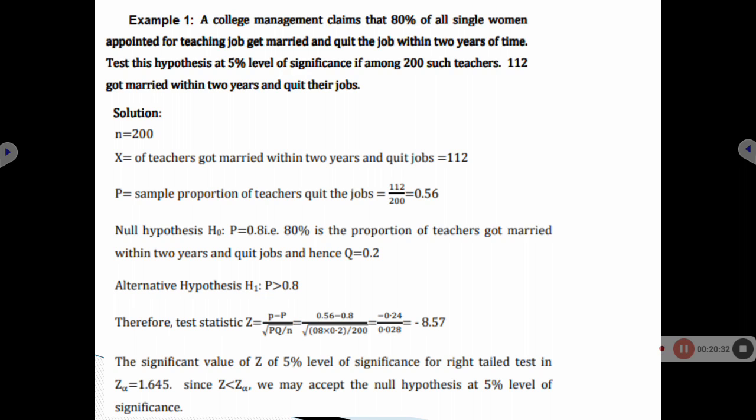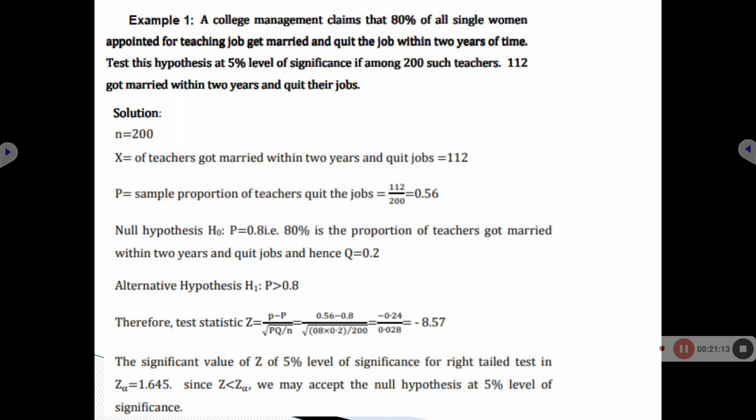Now we are going to fix our null hypothesis, that is H naught: P is equal to 0.8. They have claimed that 80% of all single women appointed for teaching job quit, so 80 divided by 100 is 0.8. So the value of P is 0.8, the proportion of teachers who got married within 2 years and quit jobs, and Q is nothing but 1 minus P. So the Q value is 1 minus 0.8, which is 0.2.